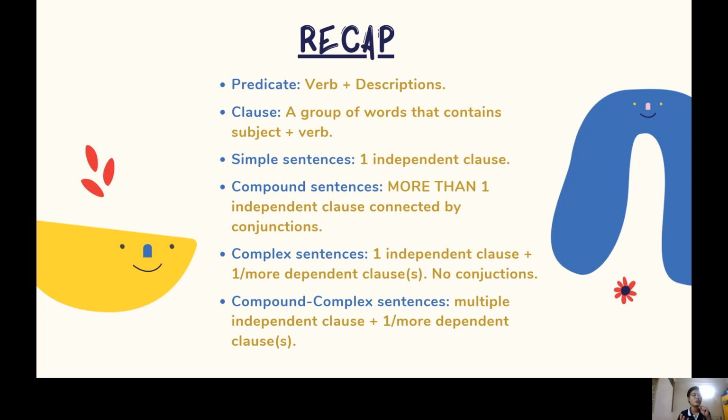Complex sentences, which are a little bit more complex because you now have independent clauses and also dependent clauses. And note to self, there are no conjunctions in complex sentences, unlike compound sentences. Now, the compound complex sentences are where things get really freaky and there's a lot going on with the sentences, because right now you have multiple independent clauses with one or more dependent clauses. And note to self, compound complex sentences are mostly used in academic writing.